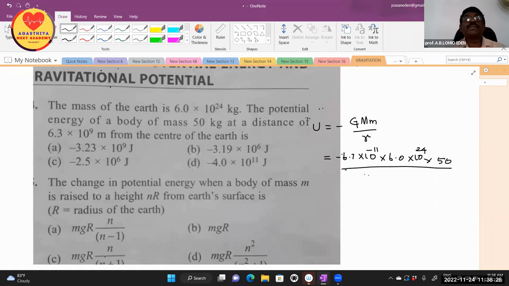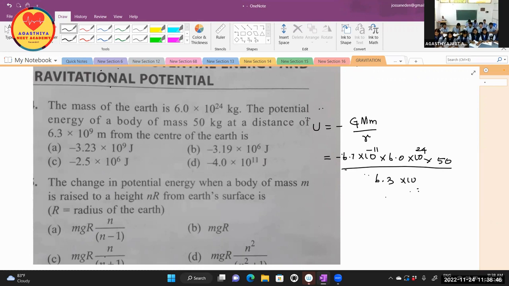Actually, the body of 50 kg is placed at the surface of the earth. Therefore, the distance here is the radius of the earth. What is that? Now, try to simplify this and tell me the answer, please.